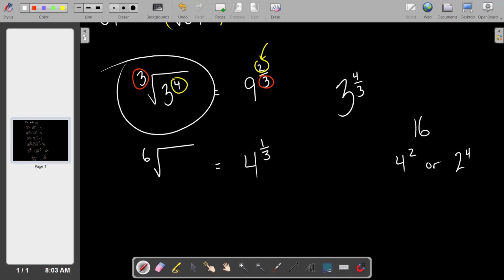So if I replace this with 2 to the 4th, perfectly legal, what would that be? 2 to the power of what? Good job. Thank you for reducing it that time. 4/6 reduces to 2/3. Okay, let's practice again.